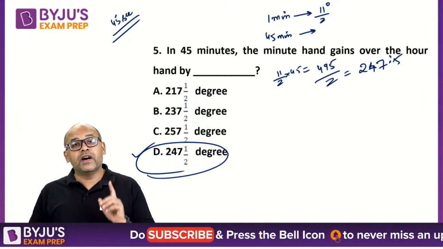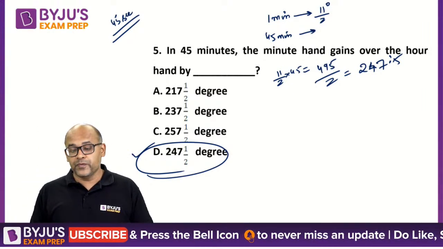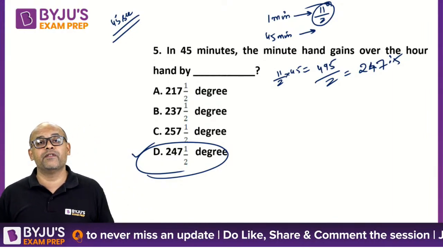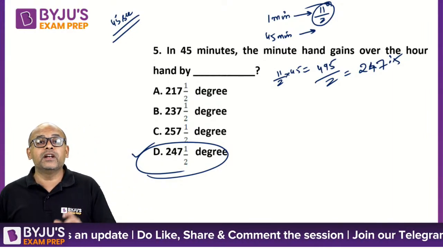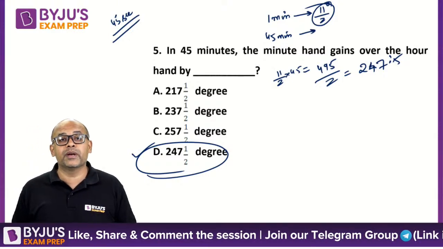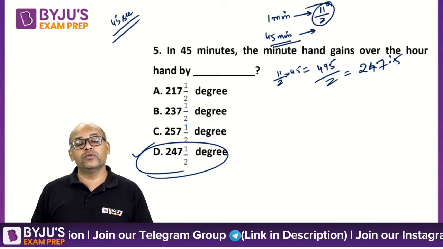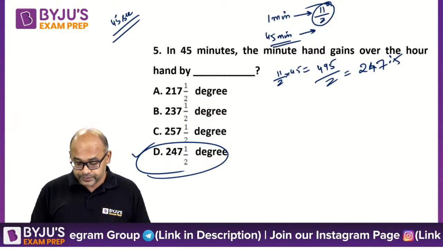We know that in 1 minute the gap between them will become 5.5 degrees, because the speed difference is 6 minus half, 5.5. So in 1 minute the distance between them increases by 5.5, and in 45 minutes it will become 11 by 2 into 45, and that is your straightforward answer.